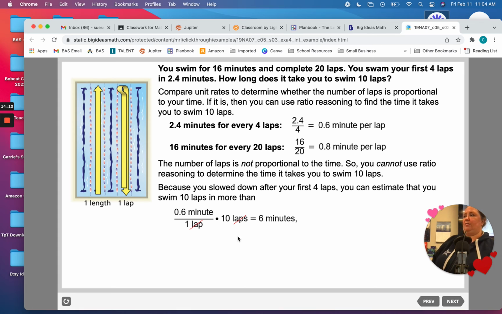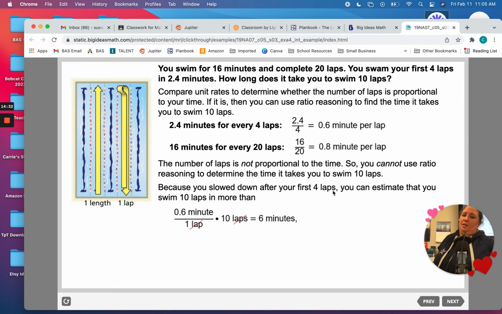So we do multiply to solve. You multiply. So they wanted to show you, because remember I just said, okay, 0.6 minutes per lap, you multiply it times 10 and you get the answer. That's what we did. But they wanted to show you here in the middle of it that you swam faster in your first 4 laps than you did in the whole 20 laps.